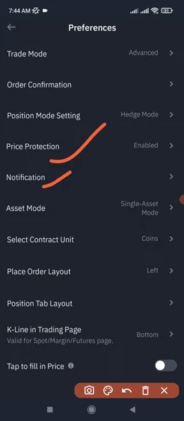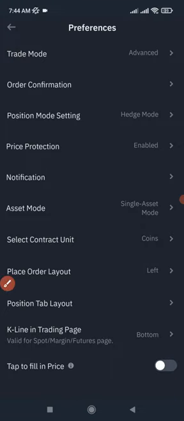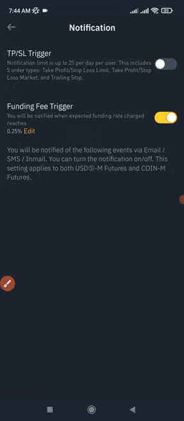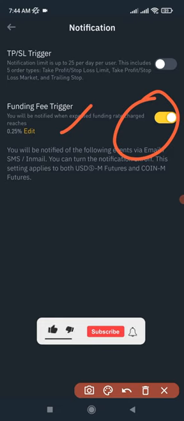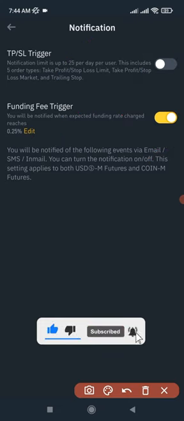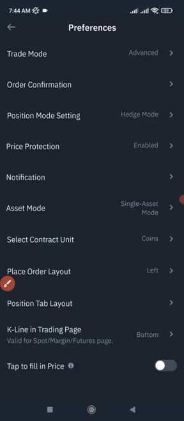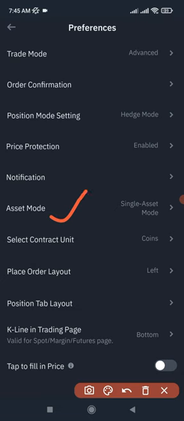And then the next option is the notification. For the notification, this is what I have turned on, which is the funding fee trigger. If you want to get notifications whenever your funding fee is triggered, you can go ahead and do that. And then for stop loss trigger, if you want to, you can turn it on or off. It all depends on what you want.